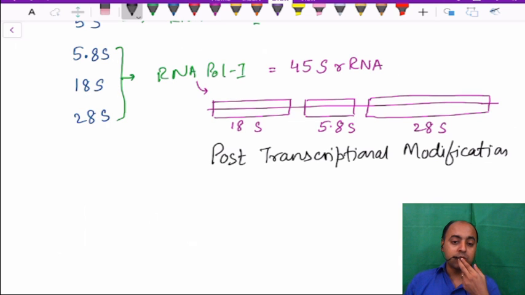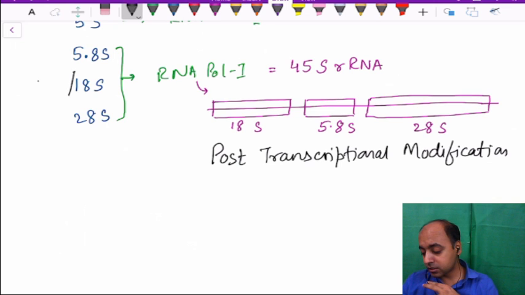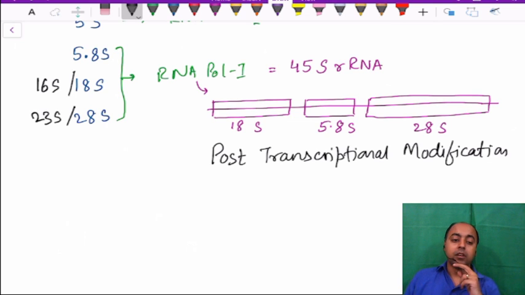The 45S ribosomal RNA is converted into the 5.8S, 18S, and the 28S ribosomal RNA. In the prokaryotes, the counterpart of 18S is 16S. The counterpart of 28S is the 23S ribosomal RNA. In prokaryotes and eukaryotes, some of the subunits are different. For example, you may not find the 5.8S ribosomal RNA in the prokaryotes.